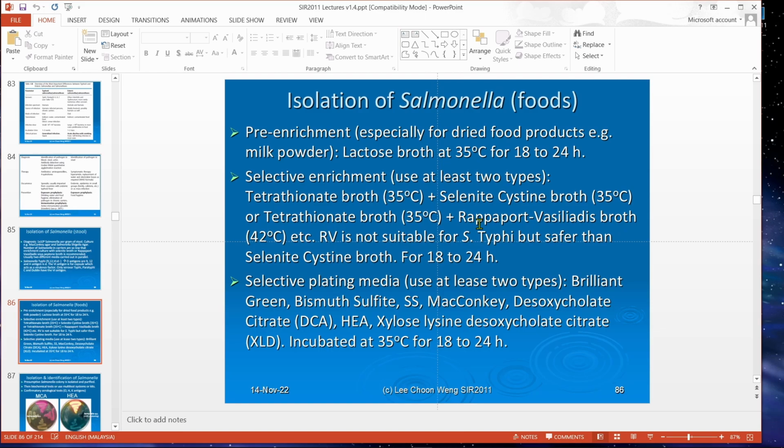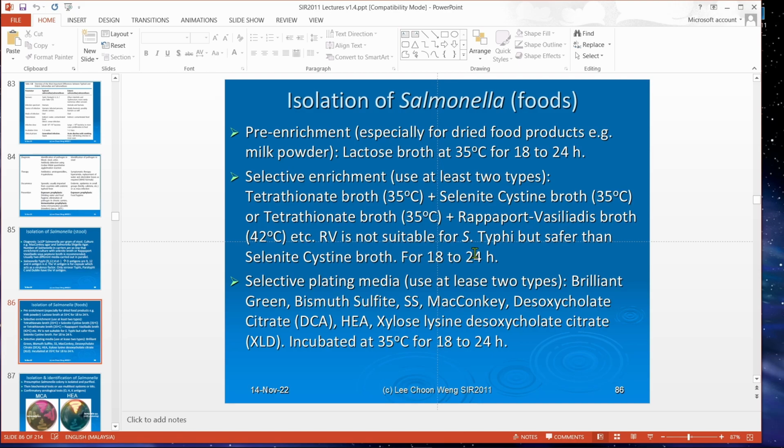For Rappaport Vassiliadis, you will incubate at 42 degrees Celsius. For the other, 35 or 37. Because in most labs we have 37, so it's 37. In the past, we used selenite cysteine also. We also use selenite cysteine broth, but it is more toxic. So now we are in the process of replacing selenite cysteine with Rappaport Vassiliadis. Okay, so this is the more common combination that you will see in the labs.